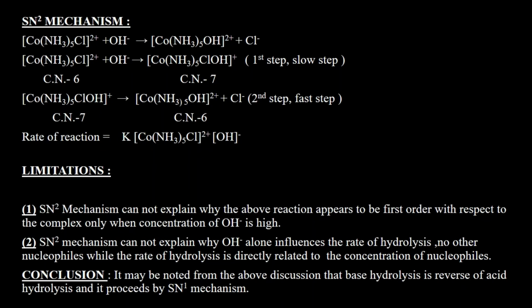The slow step is the rate determining step and is a second order reaction, first order with respect to the complex and first order with respect to the OH- ion or base. Thus rate of reaction = K [complex][base]. This mechanism has many limitations.